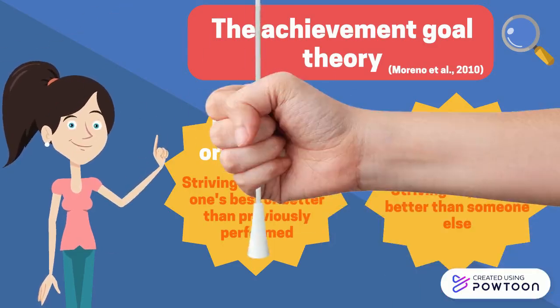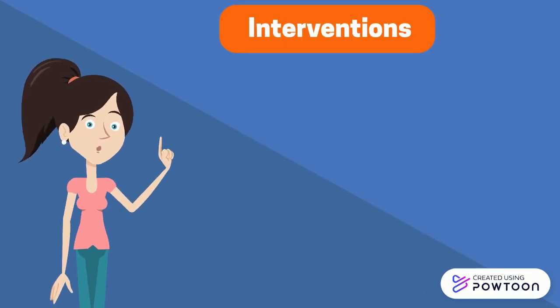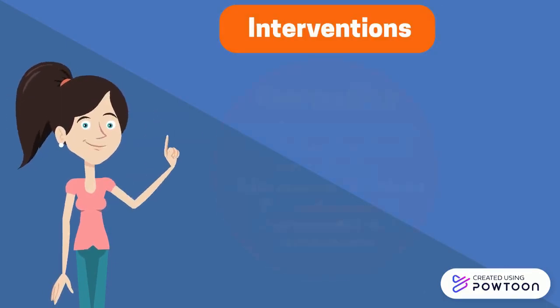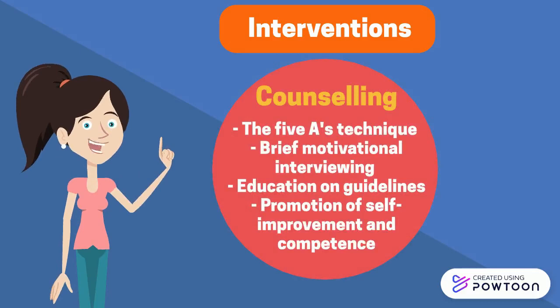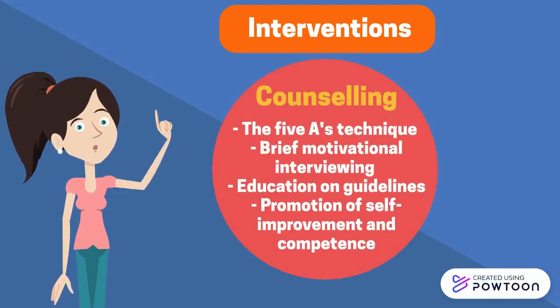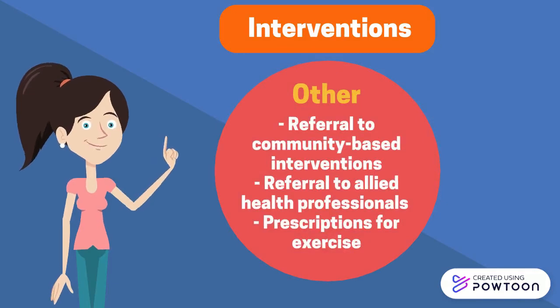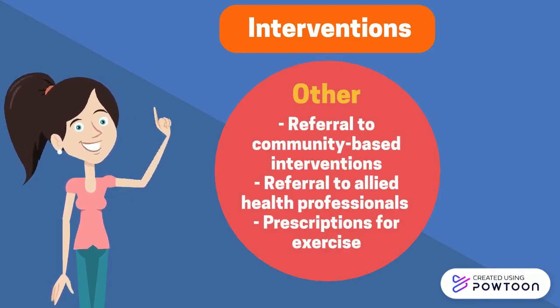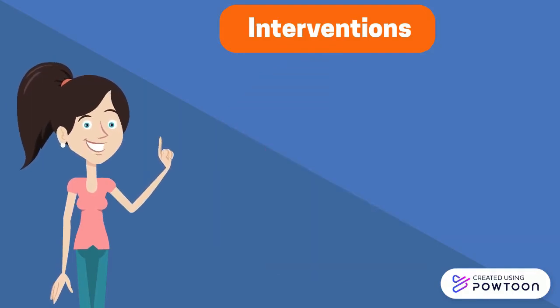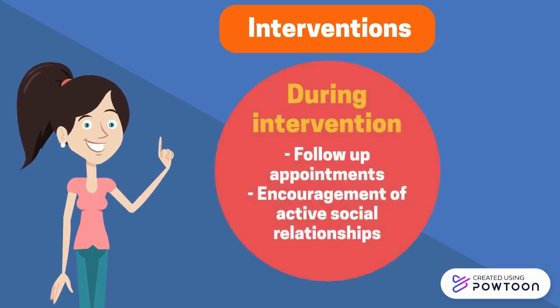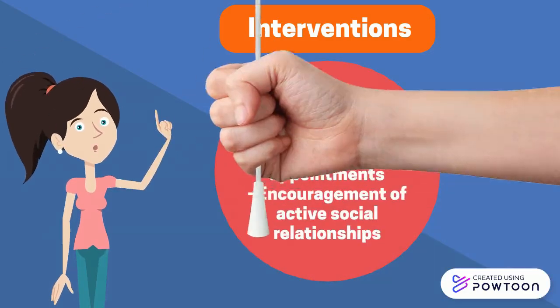physical activity. Interventions that can be implemented by health professionals may include counselling, such as the 5A's technique, brief motivational interviewing, education of exercise guidelines, and promotion of self improvement and competence of ability. Other interventions include referral to community based interventions or allied health professionals, and prescriptions for exercise. Interventions during include follow up appointments and encouragement of active social relationships.